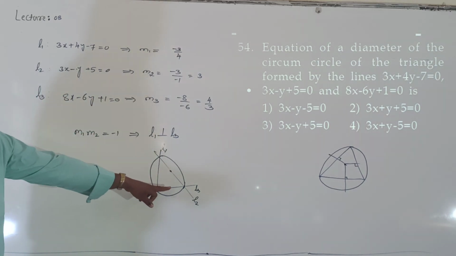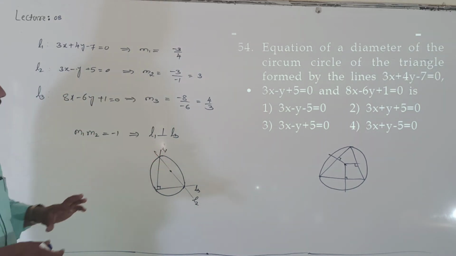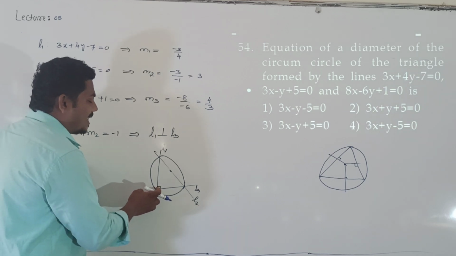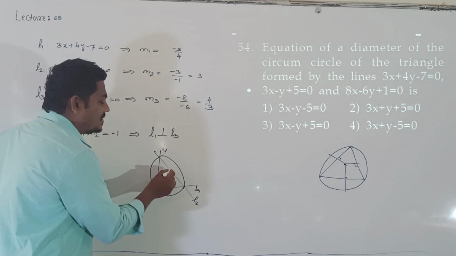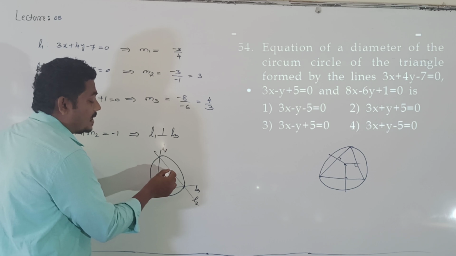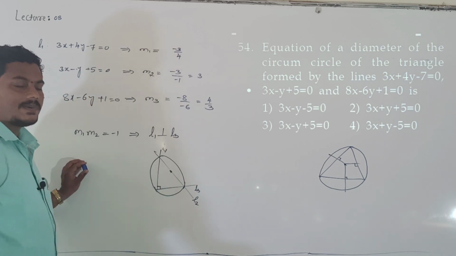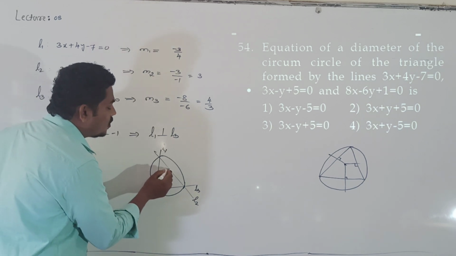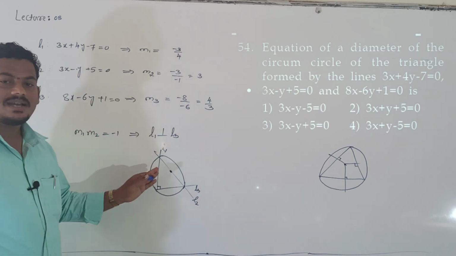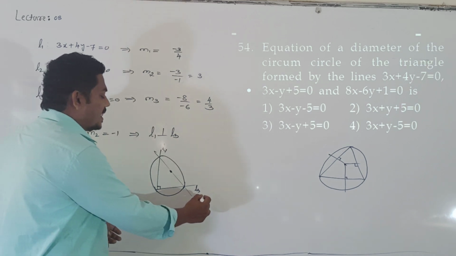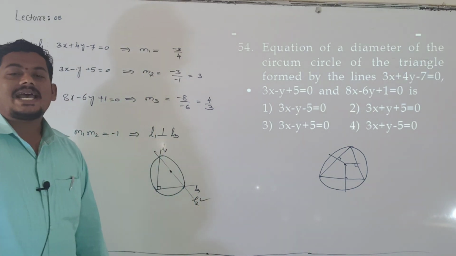Right? Clearly it is a circle. If the given triangle is a right angle triangle, then the circumcenter lies on the hypotenuse side. This is the circumcenter. It lies on line 2. Circumcenter lies on line 2 means L2 itself is the diameter of this circumcircle. Means what is the equation of the diameter?